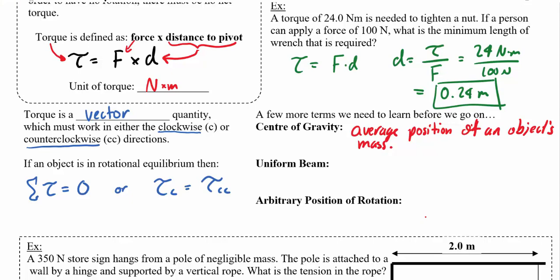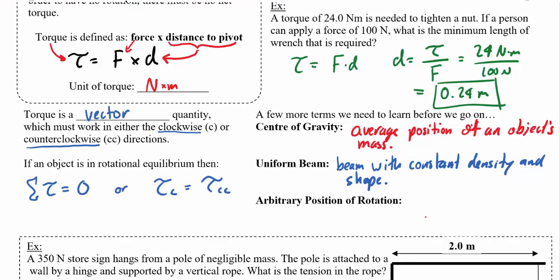Now, we're going to simplify things often, and when we look at rotating objects, we're often going to assume that they are what we call a uniform beam. A uniform beam is a beam or an object that has constant density and shape. So an example of something that's pretty close to a uniform beam would be, say, a meter stick. You can see that the shape, the thickness, and the width doesn't change much as you go along the length, and the density is going to be the same all across.